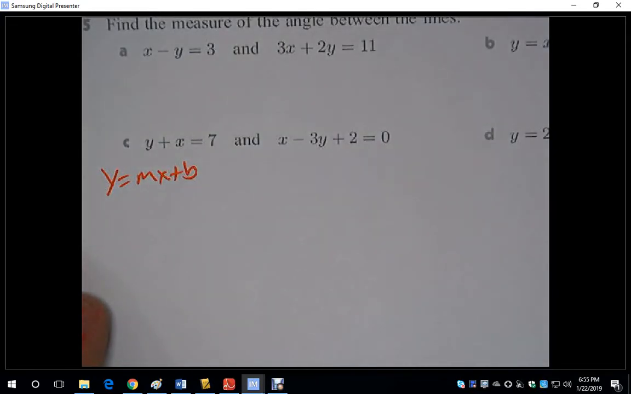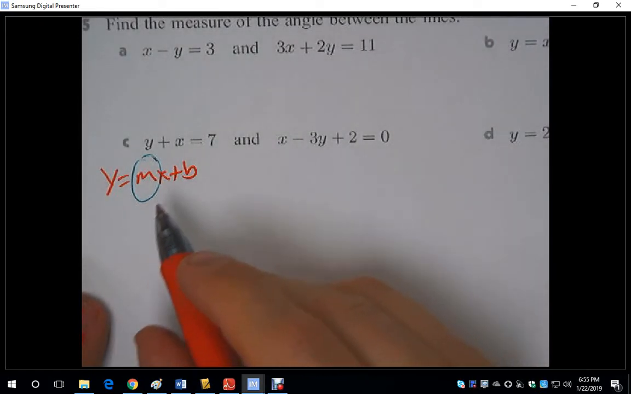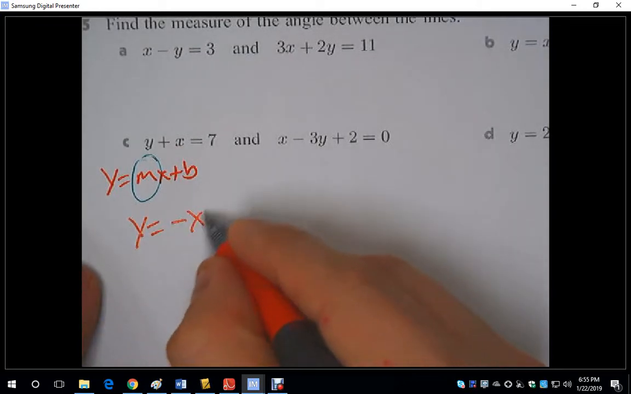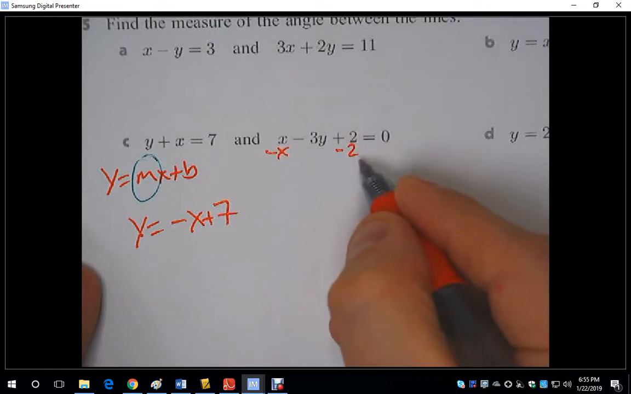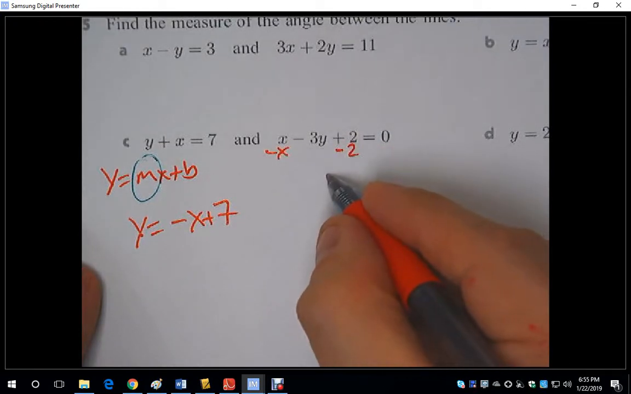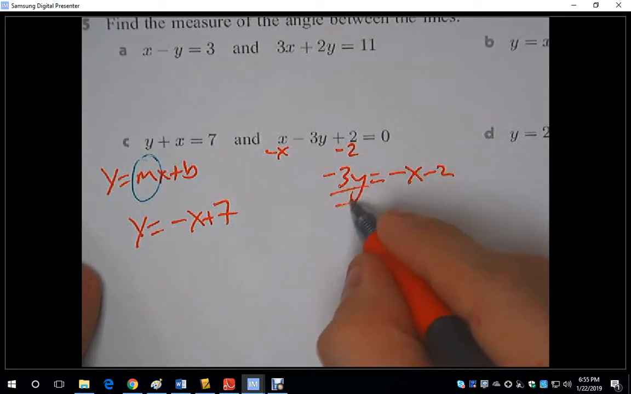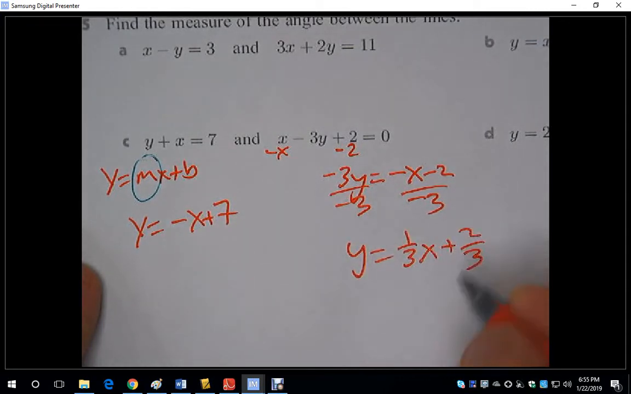Because this slope here becomes pretty relevant and is equivalent, not exactly the same, but very similar to what a vector is. So I'm going to subtract x from both sides. That gives me y equals negative x plus 7. We'll do the same thing over here. I'll subtract x and we'll subtract 2 from both sides. It gives me negative 3y equals negative x minus 2. Divide by negative 3 to both sides. It gives me y equals 1/3 x plus 2/3.